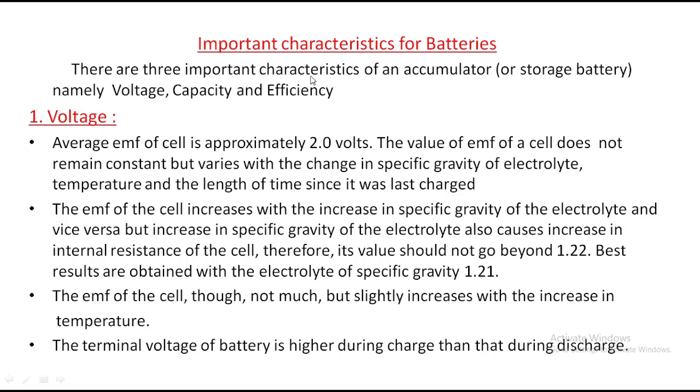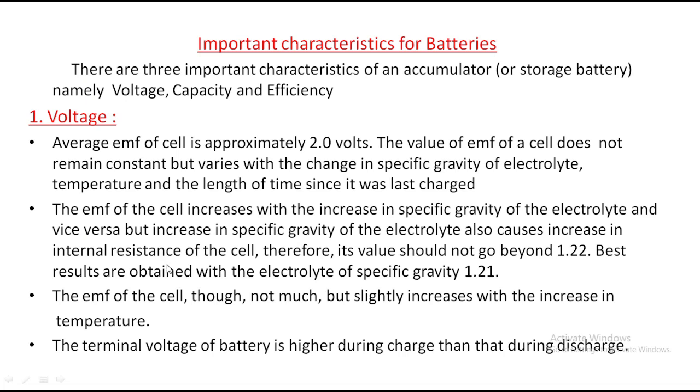There are three important characteristics of an accumulator or storage battery. Generally we have three. Accumulator and storage battery both are the same. Namely, one, voltage; two, capacity; and three, efficiency. Voltage, capacity, efficiency are the three important points. First, voltage. Average EMF of a cell is approximately 2 volts.